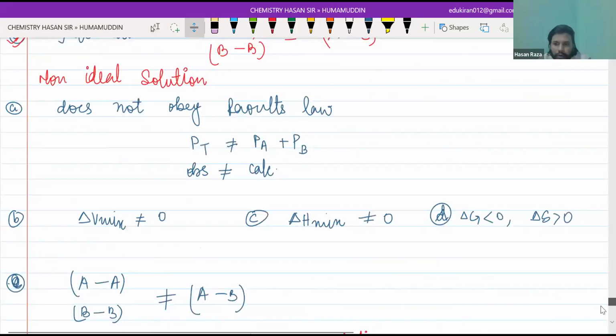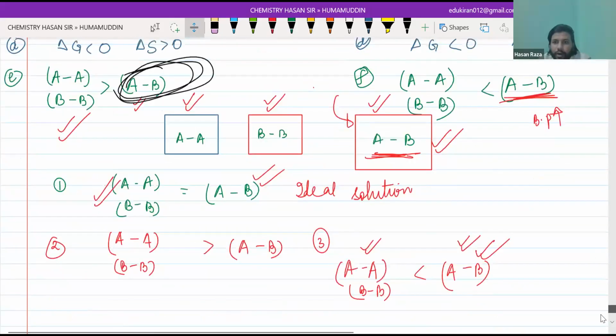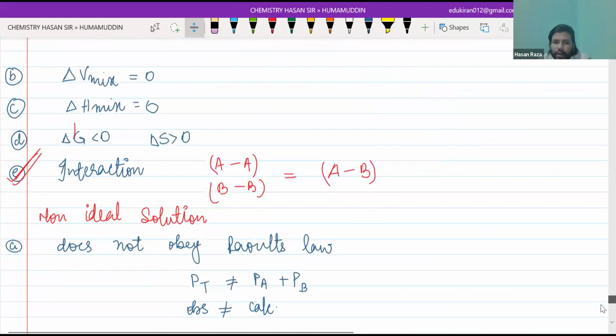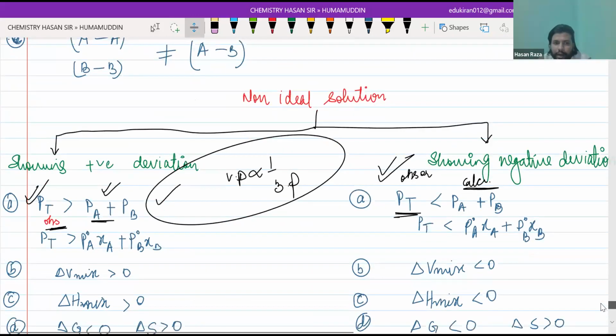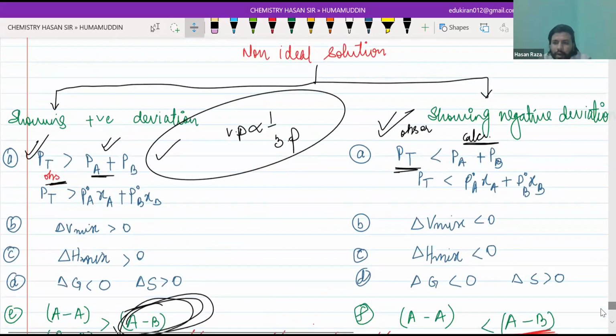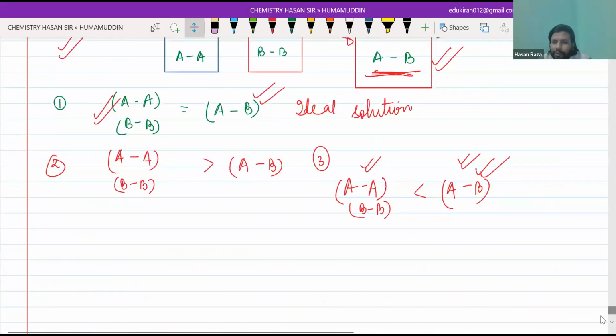So Austin, in the previous class, we classified the solution into two types: the ideal solution and the non-ideal solution. We also saw that the non-ideal solution is of two types: the one which shows positive deviation and the one which shows negative deviation.